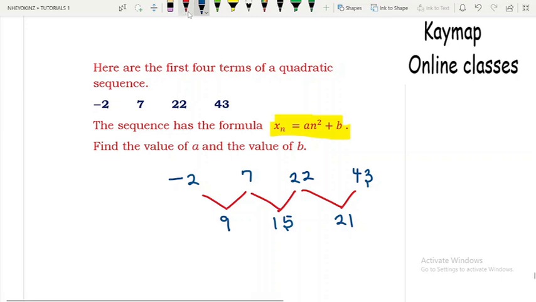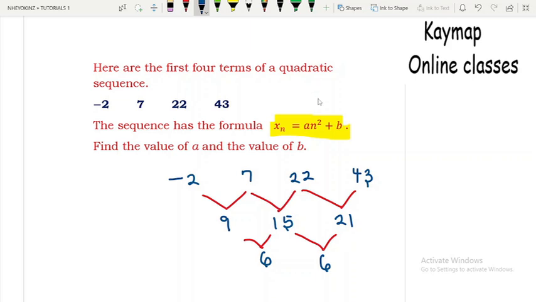After that, we'll continue with the second difference. That will be 15 minus 9. That will give us 6. Then we do 21 minus 15. Of course, this will also give us 6. Since the second difference is constant, that shows it's a quadratic sequence.